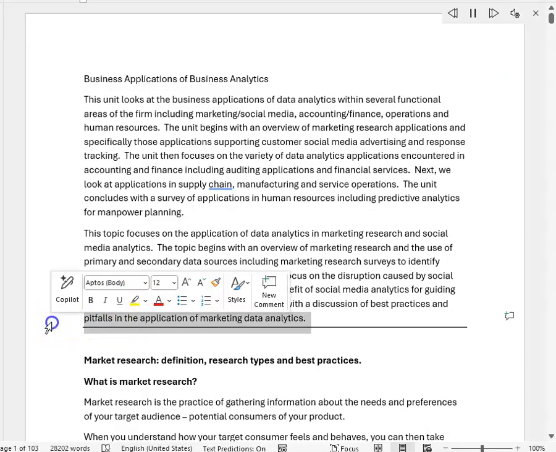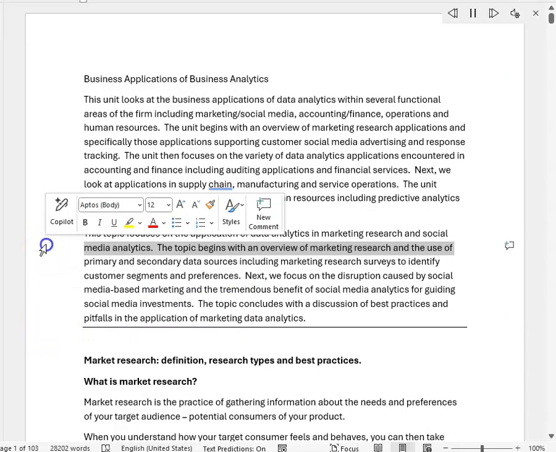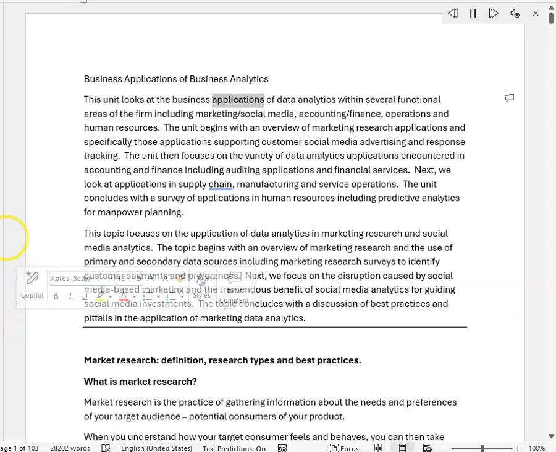Business applications of business analytics. This unit looks at the business applications of data analytics within several functional areas of the firm, including marketing/social media, accounting/finance, operations, and human resources.